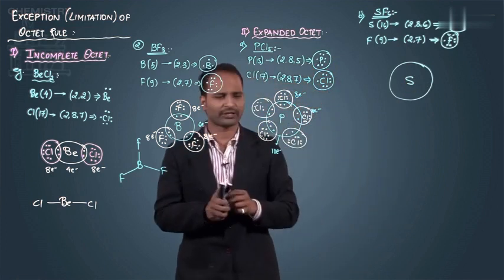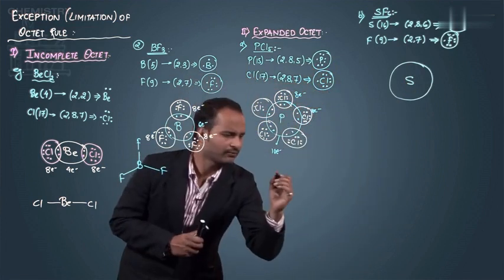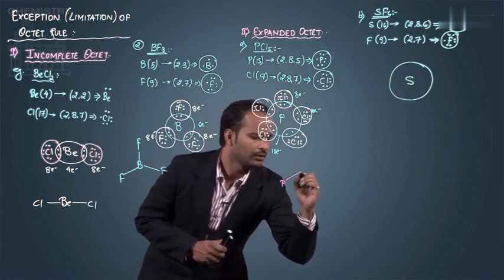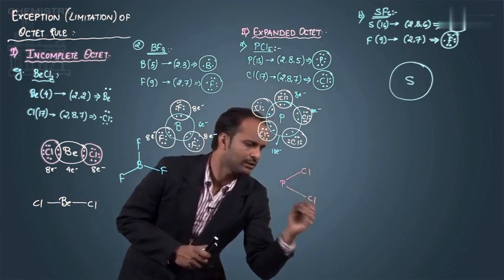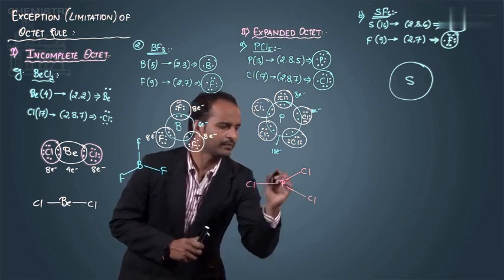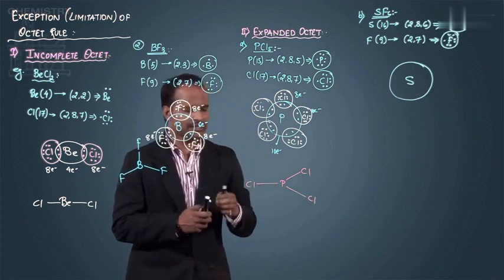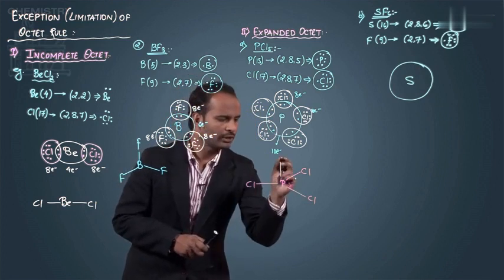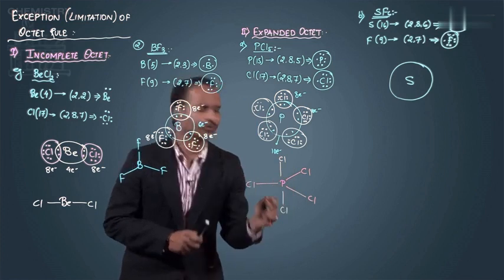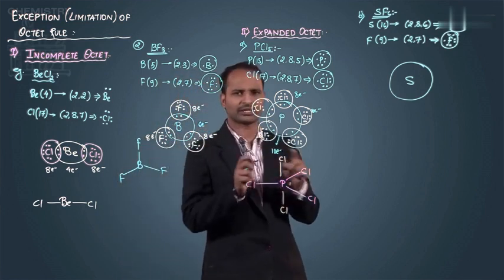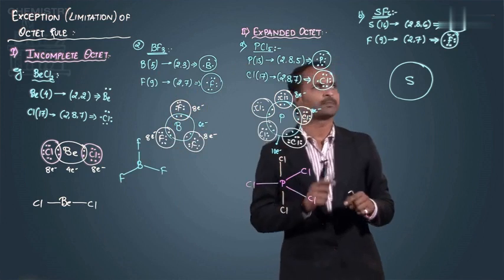Here for PCl5, the structure has phosphorus at the center with Cl, Cl, and this is the third chlorine. These three chlorines are in the same plane, while there are two more chlorines, these two, which are perpendicular to the plane. Again, why this structure is formed, we will learn.